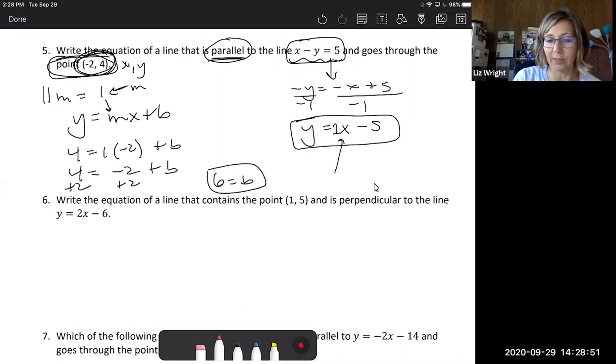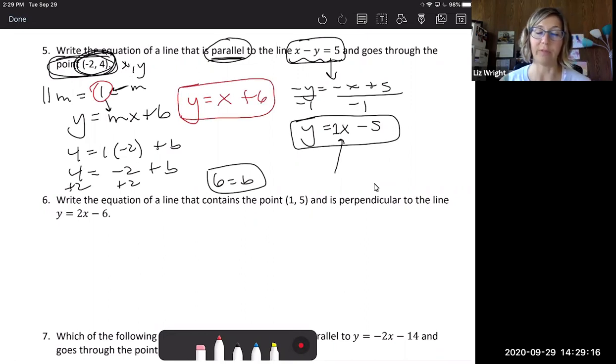So then your final answer for your equation is going to be y equals -x, or I'm sorry, not -x, positive x. Get rid of that. I was looking at the negative on the 2, but here's my slope right there. So it's going to be 1x, which we don't need to write 1. We can just write x plus 6. And that's going to be the equation of the line I'm looking for. And it's parallel to this one.